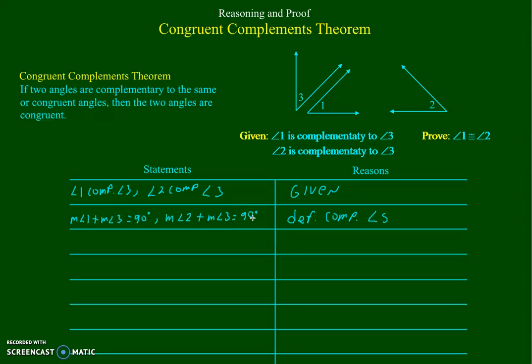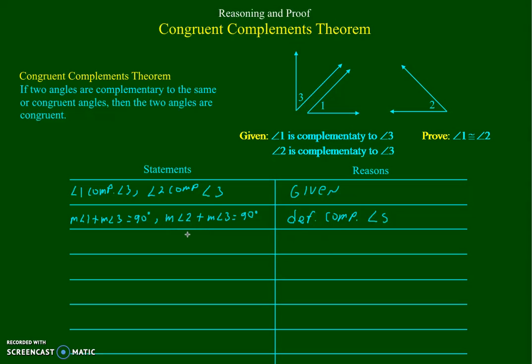Now, we have to look and see what this tells us. Well, we have two values that are equal, and they're on the same side of the equal sign. Let's look at this side as one entire unit. If I know that this equals 90 and this equals 90, don't I have if A equals B and B equals C, then A equals C? That's right, transitive property.